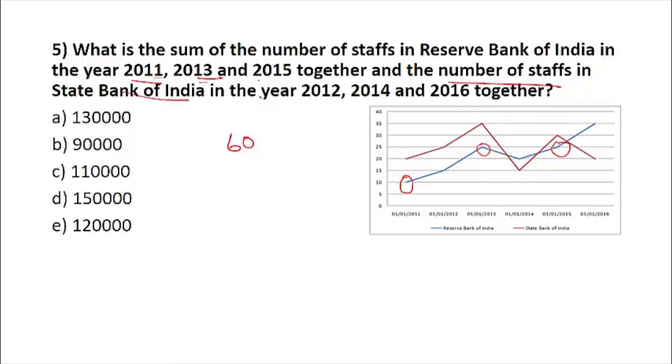So again, State Bank of India, if you see, it is in red. 2012, you see, it is 25. 2014, if you see, it is 15. 25 plus 5 is 30, then it will be 40. Then 2016, you have to add 20, that would be 60. So 60 again. So what is the sum? Is 120. Where do we have 120? It is in E.